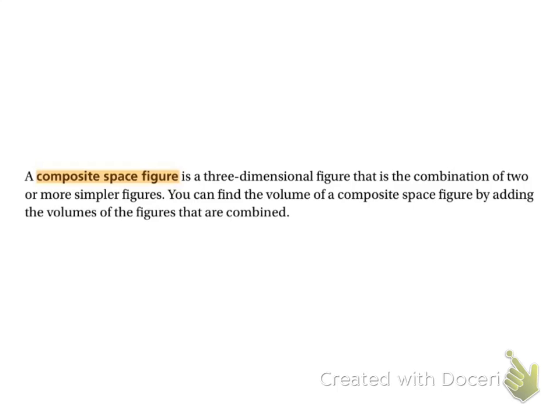So a composite space figure is a three-dimensional figure that is the combination of two or more simpler figures. So basically we're sticking two 3D figures together to make one shape.